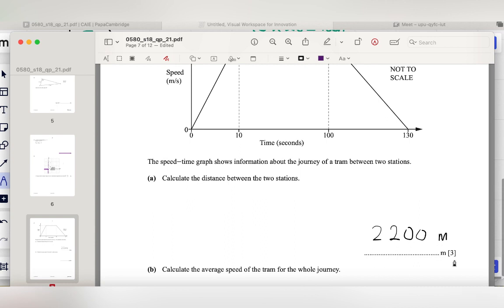2,200 meters, and we get our 3 marks. The meter is already written, so just write the number in your answer sheet. Just write 2,200. Is that okay? So that's for question 70A.